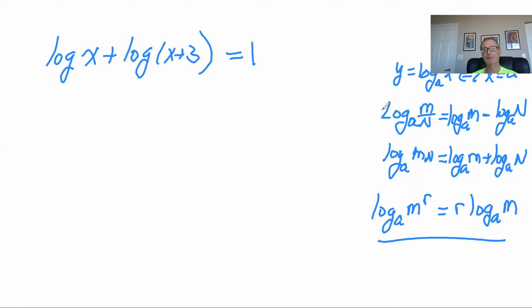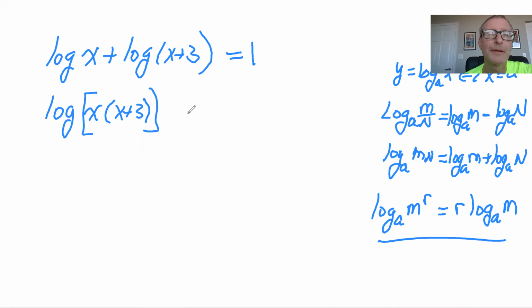Now we have 2 logs that equal a number. So you remember the strategy: when we have a number, we want a single log and the number, and then use the inverse property to convert it to an exponential. Well, we have 2 logs, so let's combine them, right? We could use the multiplication property, where m would be the x and n would be the x plus 3. It would be log of x times x plus 3. So now we have a single log equals 1. Now we want to convert it to an exponential.